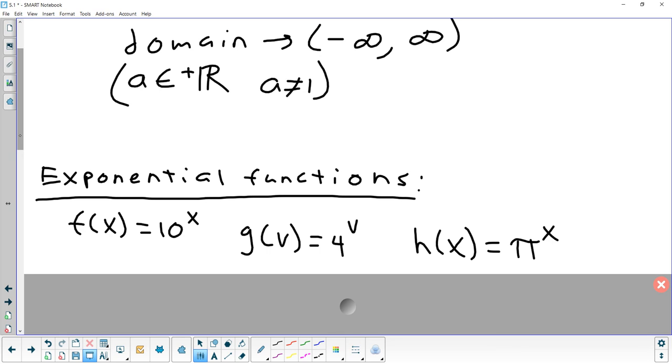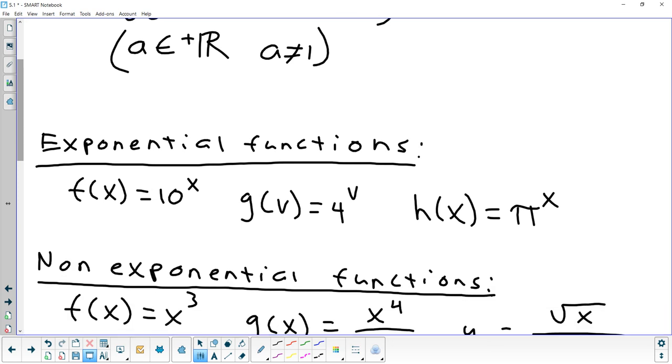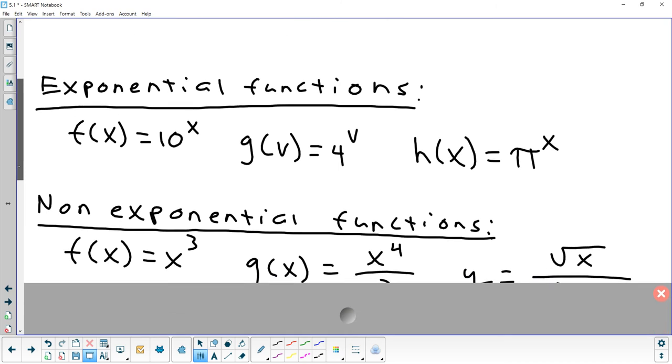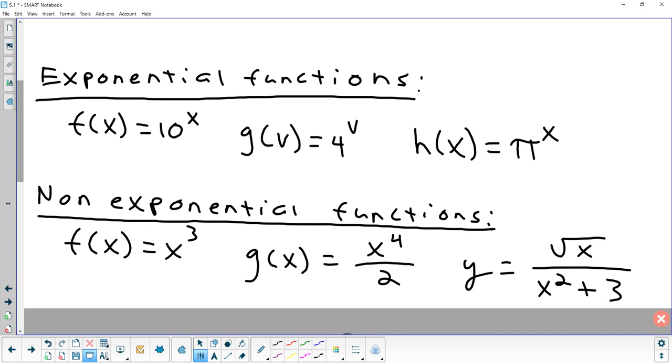Now let's look at some that are not exponentials. X cubed. What's x cubed? That's not an exponential. What would we call them? Yep. Polynomial. That's a polynomial. You have a base as the variable and a non-negative integer for your exponent. G of x. That's not an exponential either. That's a polynomial. That's the same as saying 1/2 x to the 4th power. Okay, that's a polynomial. And the last one, y equals, that's a combination of a radical and a rational together. We never really looked at anything like that. But the point is, it's not an exponential. Any questions on what makes the top functions exponentials and the bottom ones not?